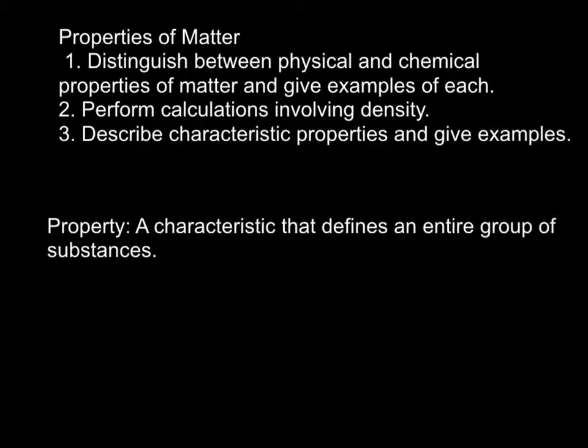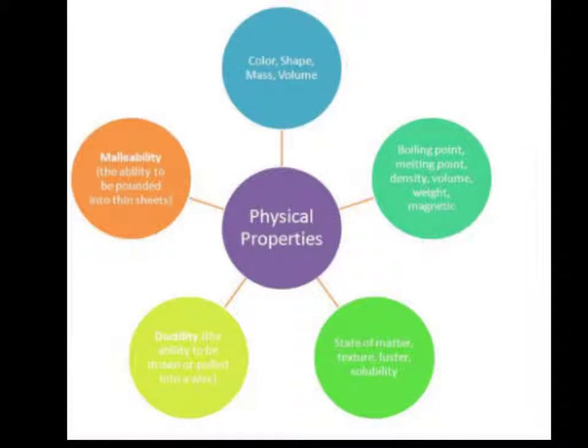Now, if you just identify one property, that usually can't help us determine what an unknown substance is. It takes several properties or combinations of properties to really define or compare what a substance actually is. So let's start with physical properties. A physical property is a characteristic that can be observed or measured without changing the identity of a substance. Physical properties describe the substance itself rather than describing how it can change into other substances.